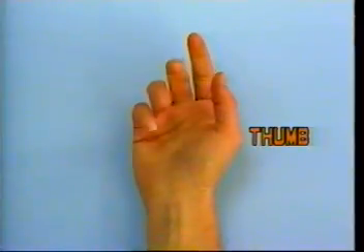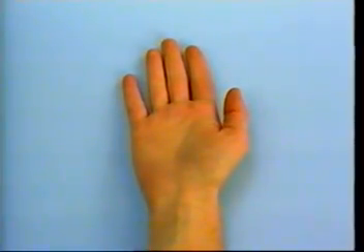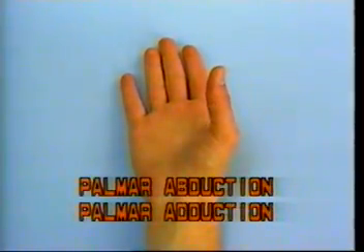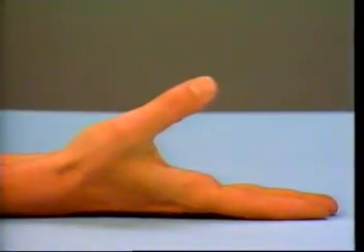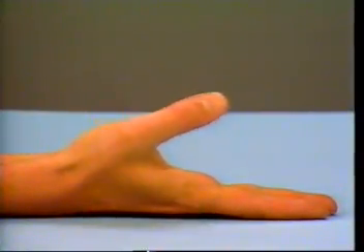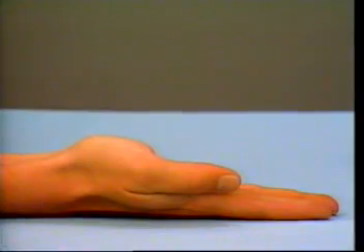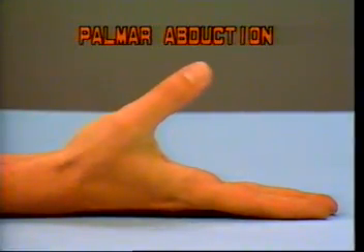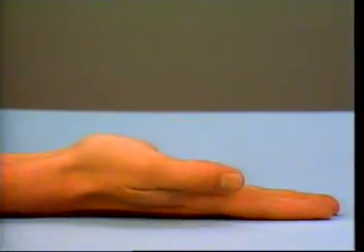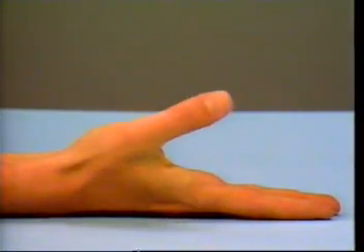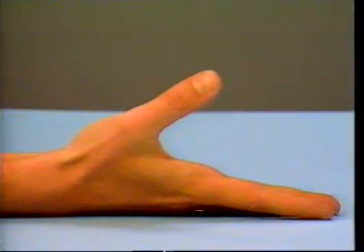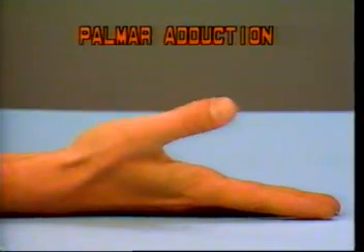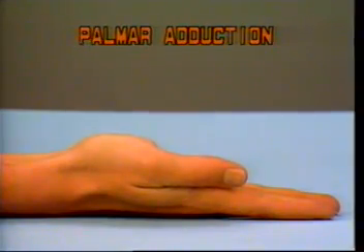Thumb. Palmar abduction, palmar adduction. With the palm facing upwards, instruct the patient to lift the thumb up away from the palm. This motion is called palmar abduction, which occurs at the carpal metacarpal joint of the thumb. The angle measured between the index and the thumb is approximately 70 degrees in the normal. Adduction is the ability to return the thumb to the resting position.